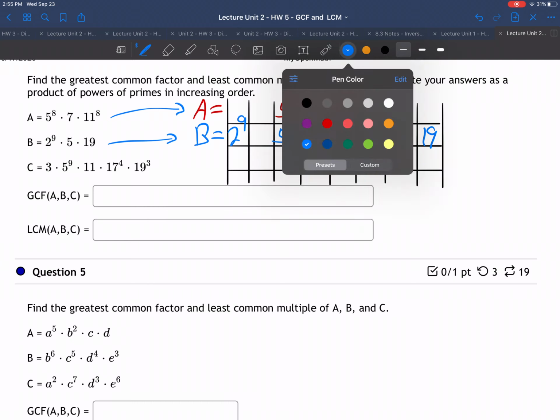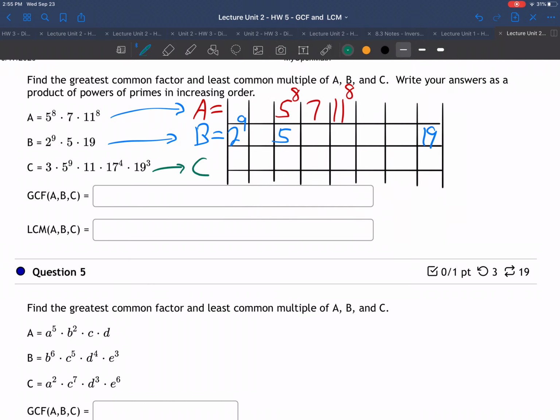And then C, and so I'm just trying to make room for all of them here. C will equal, let me move that up just a skosh, C will equal 3, 5 to the 9th, 11, 17 to the 4th, and 19 to the 3rd. So I left room for the prime 13, but there weren't any 13s, so that's fine.